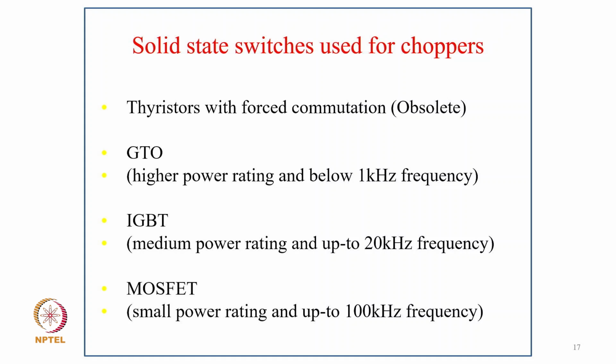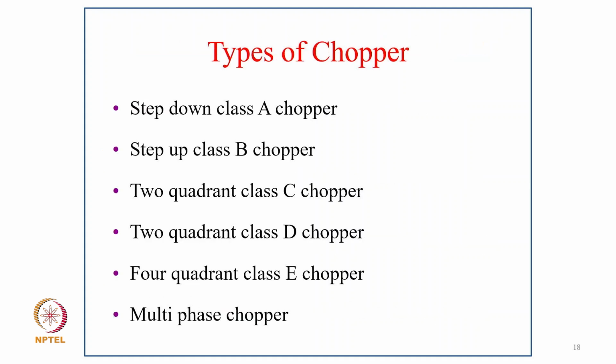For very high power ratings we use GTO, gate turn-off thyristor, and of course the frequency limitation is below 1 kilohertz. Then for medium frequency we use the IGBT, insulated gate bipolar transistor, up to a frequency of 20 kilohertz. And for small power ratings and up to 100 kilohertz we use the MOSFET to realize these choppers. Now coming to types of choppers.